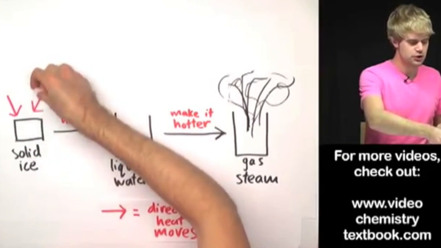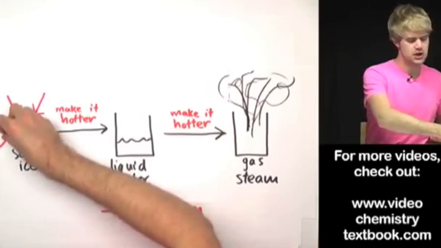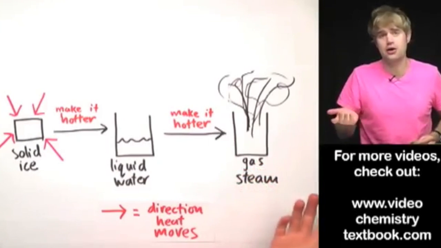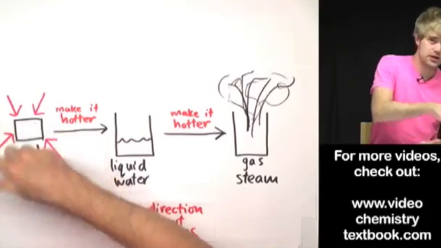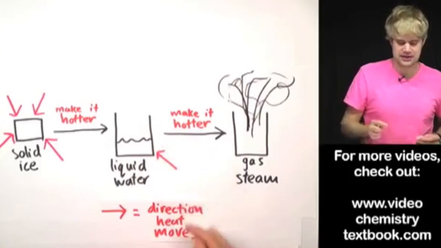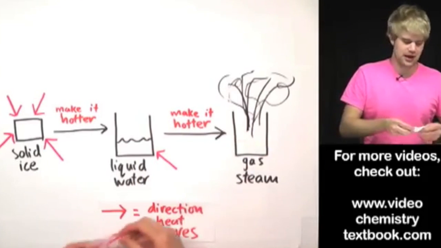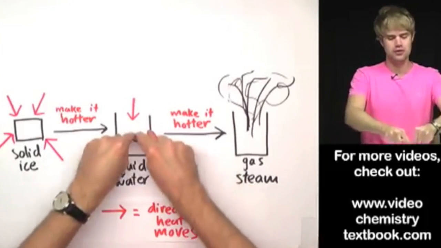So here these arrows show heat going in. Maybe this heat is from a stove, maybe the heat is from the sun, maybe the heat's from a fire or something like that, but whatever the source, the heat is moving into the solid ice and melting it. And then once I have liquid water, I have to put heat into that in order to get steam. Again, maybe the heat's coming from the sun or the stove or something like that, but it's moving in.